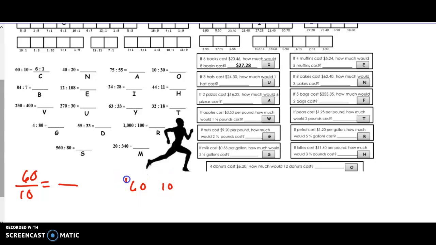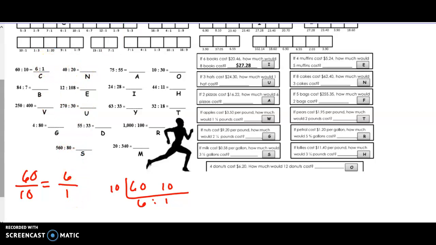60, 10, I can pull out a 10, and I'm left with 6 to 1. So that's as far as I can go. So therefore, my simplified fraction of 60 over 10 is 6 to 1. That's your simplified fraction. But notice they wrote it as a ratio with a colon. It means exactly the same thing, 6 to 1.